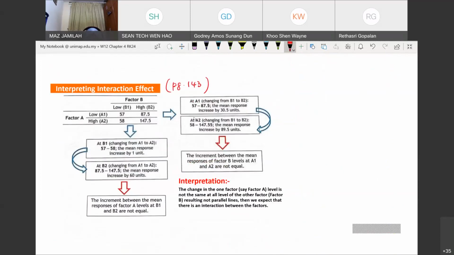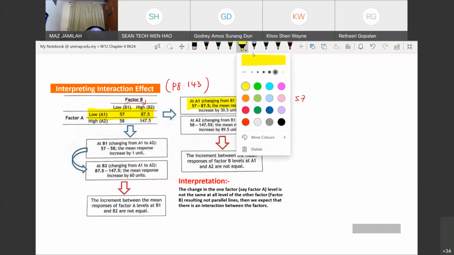Now look at this particular A1 level. What happened here? At A1, changing from B1 to B2, we begin with 57, the average for low, to high, which is 87.5. So the mean response increased by 30.5. How do we get 30.5? 87.5 minus 57. So you will get an increase of 30.5 units. So this is for the A1 level. What about the A2 level?